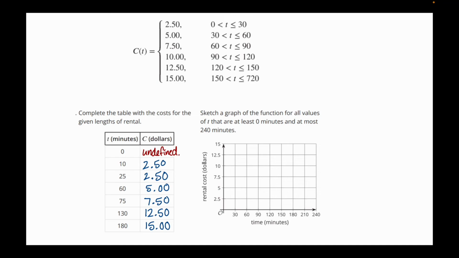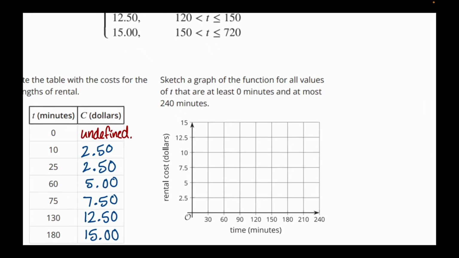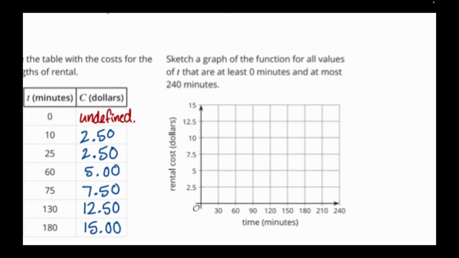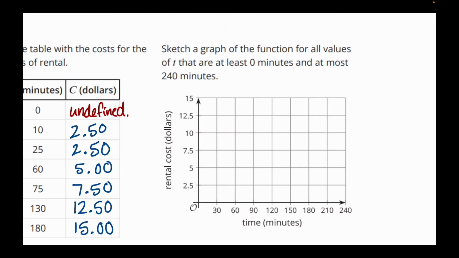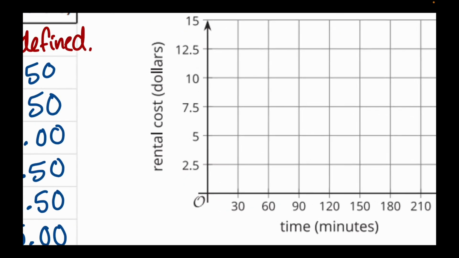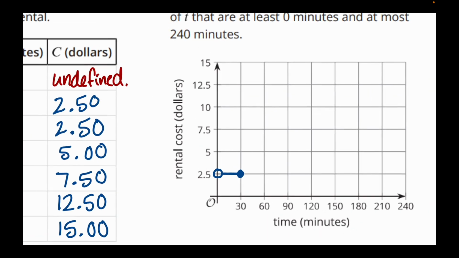Okay, so if we want to sketch a graph for this that are at least 0 minutes and at most 240, well, it already told me 0 minutes is not allowed, but the first price range from 0 to 30 minutes is $2.50. So at 0, we're going to put an open circle around the 2.5 because it could start at 0, but it's not going to ever be equal to it. And then we'll put a closed circle at 30, because if you rented a bike for exactly 30 minutes, you would get charged that original rate of $2.50.